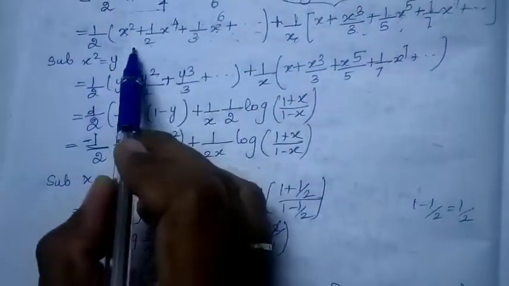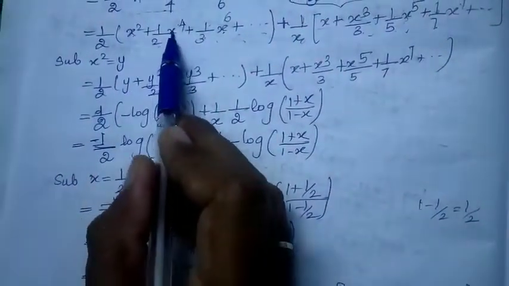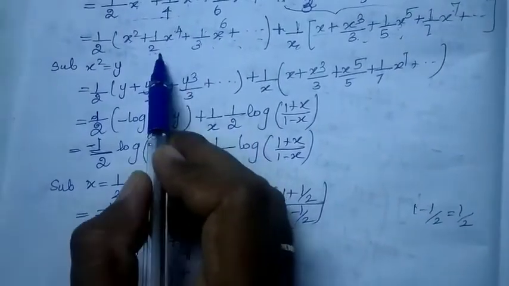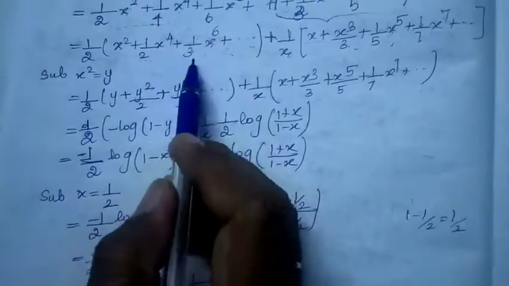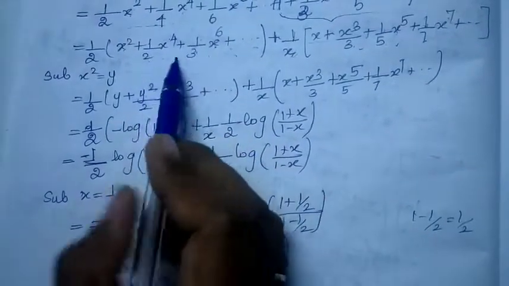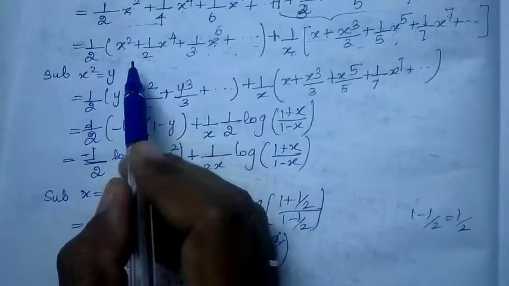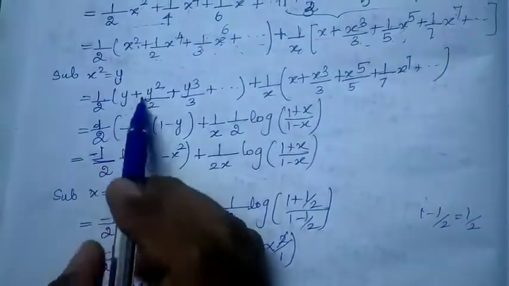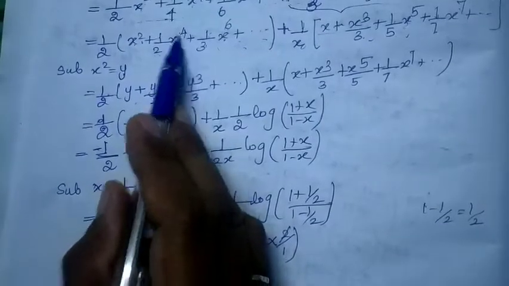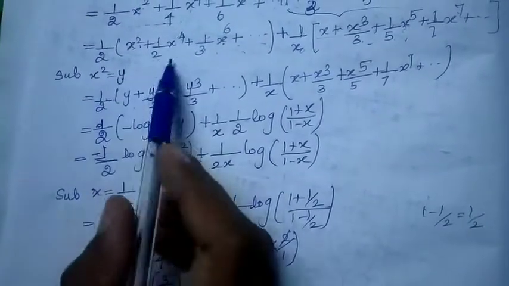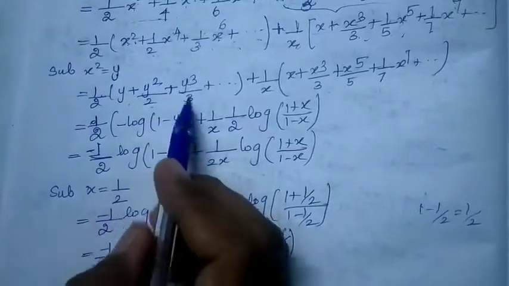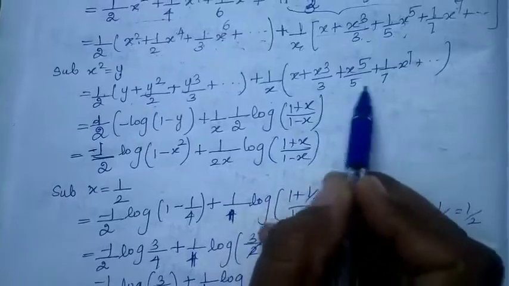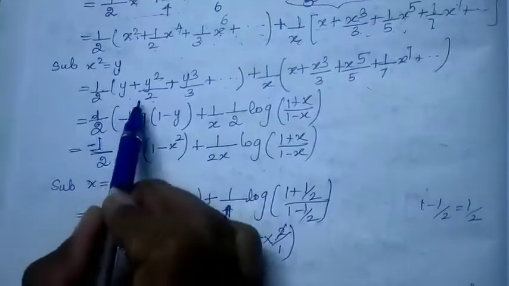But still, this is in the form of x square plus x power 4 by 2, which means we have a formula of x square by 2, x power 3 by 3. That formula only we have. So here also I am going to do a simplification. I am going to replace x square by y. So you will get 1 by 2 into y plus y square, because x square we have replaced as y, right? So y square by 2 plus y cube by 3 plus etc., plus 1 by x into the other terms as I have written here.